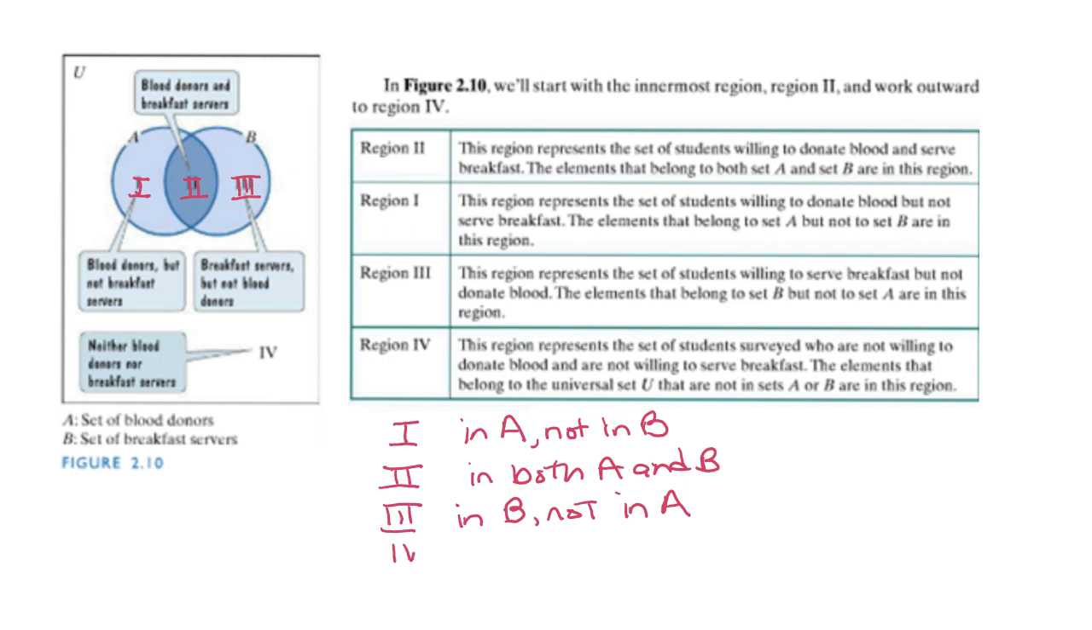And lastly, we'll do region 4. That contains elements that are in the universal set that are not in A or B. And that's probably the easier way to remember these regions. Again, this is region 4 outside of those two circles. So if you have two intersecting circles in a universal set, you will have 4 regions.